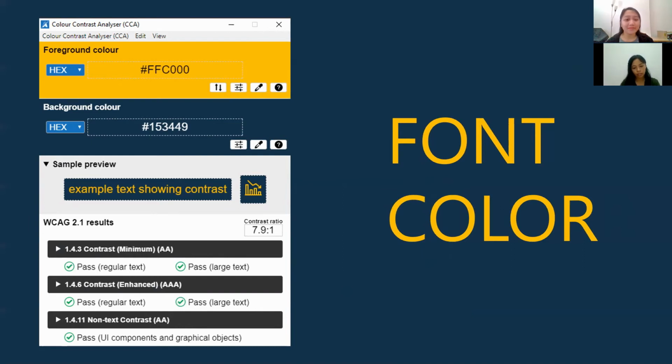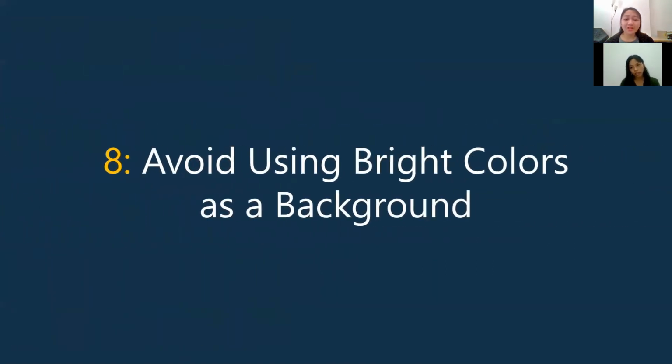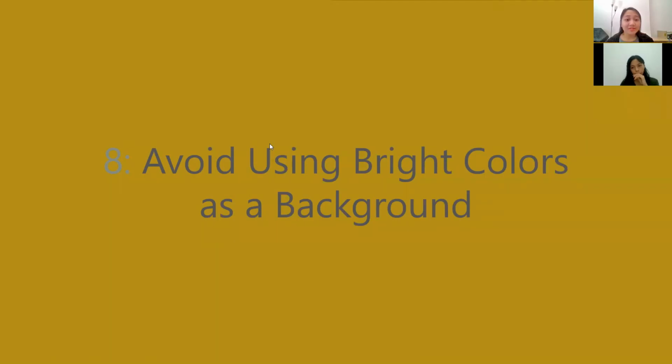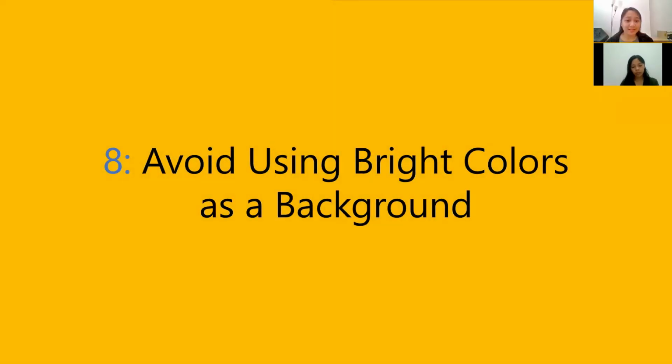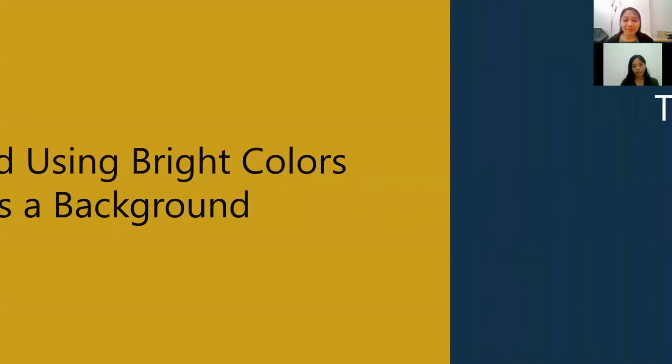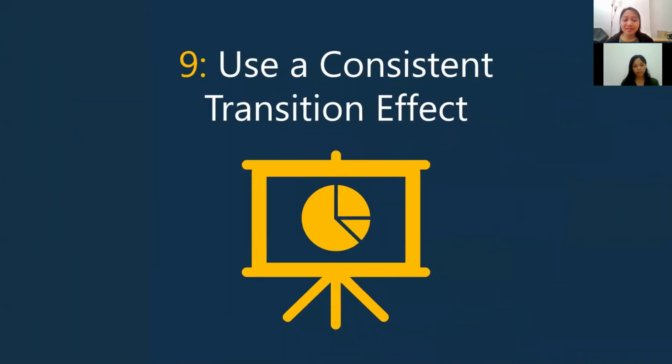Speaking of background, our tip number 8 is to avoid using bright colors as this can be straining to the eyes. Instead, I recommend using desaturated colors aside from black or white. And lastly, our tip number 9 is to use a consistent transition effect, but also keep it simple so your audience won't be distracted by it.